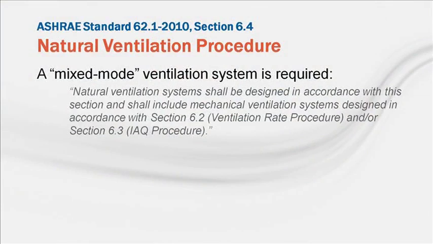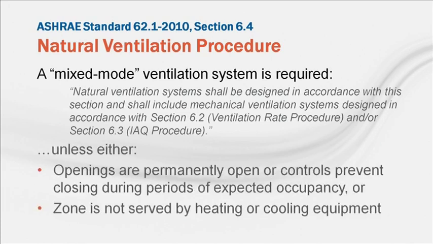It states that when natural ventilation is used, the building shall also include a mechanical system to ensure proper ventilation whenever the natural ventilation openings are closed. Now there are a few exceptions. For example, if the openings are permanent and not able to be closed, or if they're automatically controlled and those controls prevent the openings from closing during any occupied periods, then a separate mechanical ventilation system would not be required.